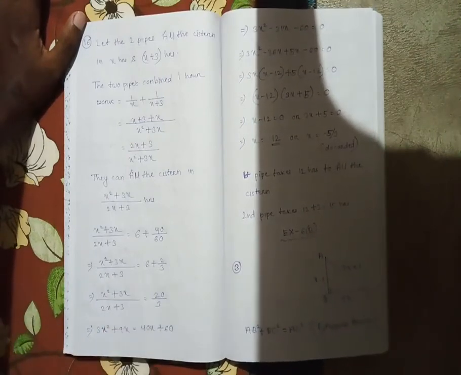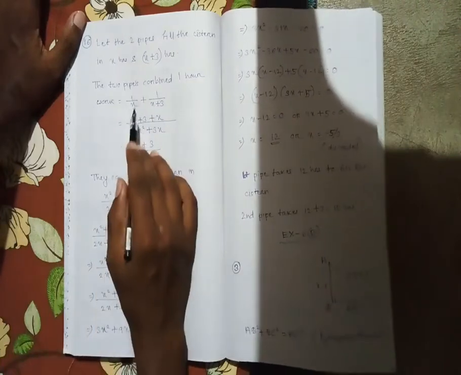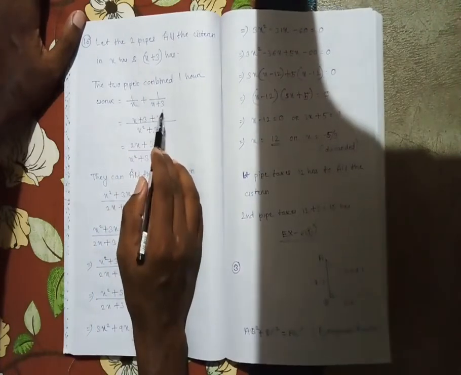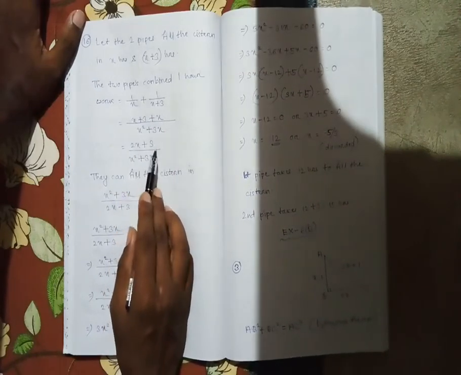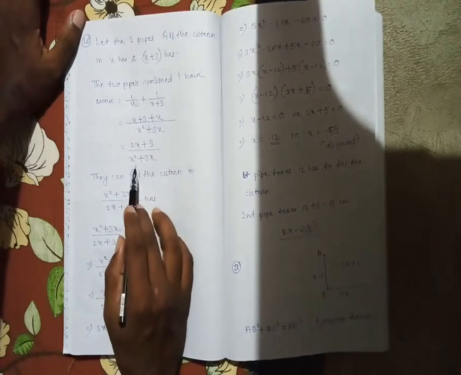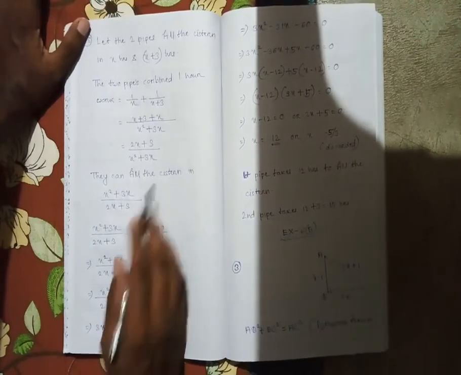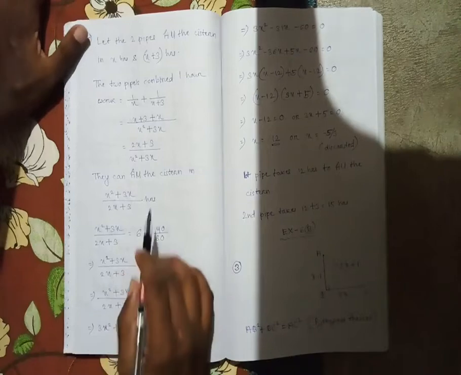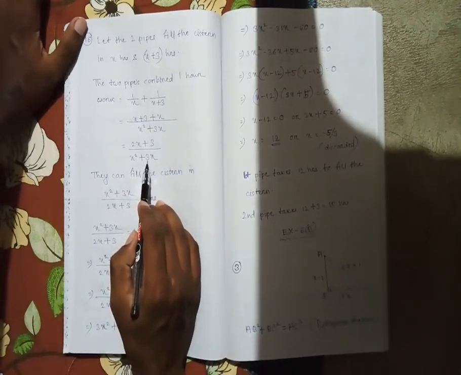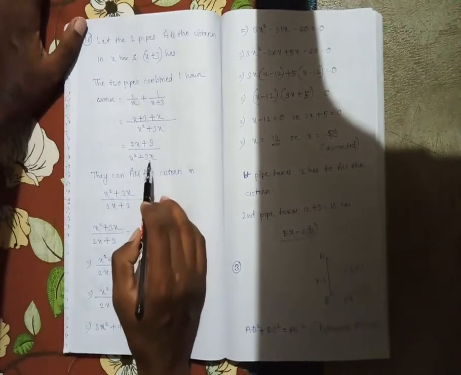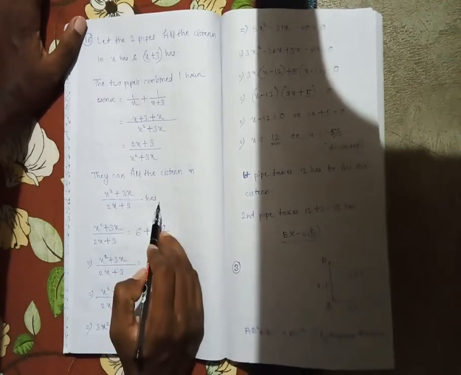So their combined 1 hour work will be 1 by x plus 1 by x plus 3. On simplifying, we get an expression that is 2x plus 3 whole by x square plus 3x. This is their combined 1 hour work. So if this is the combined 1 hour work, they can fill the cistern in the reciprocal, means x square plus 3x by 2x plus 3 hours.